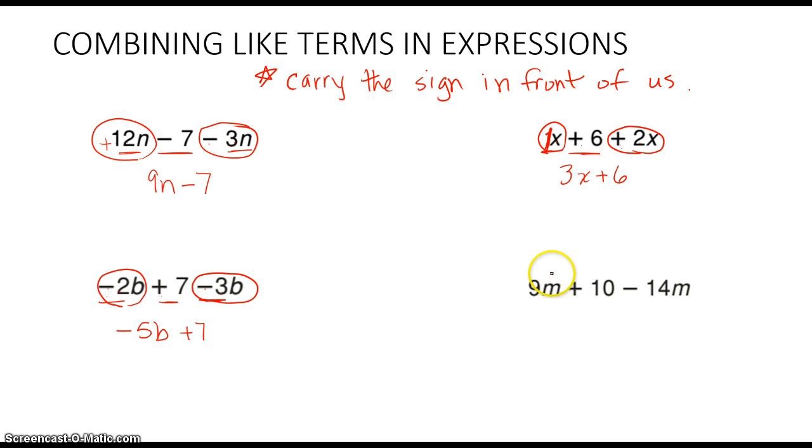And lastly, we have 9m plus 10 minus 14m. Let's find our families. We have the m family here. And you're in the upper grades now, so you can go ahead and end up with negative numbers when you subtract. 9 minus 14 is actually going to give us negative 5m's, and that's okay. We know integers. And then we bring down our plus 10.